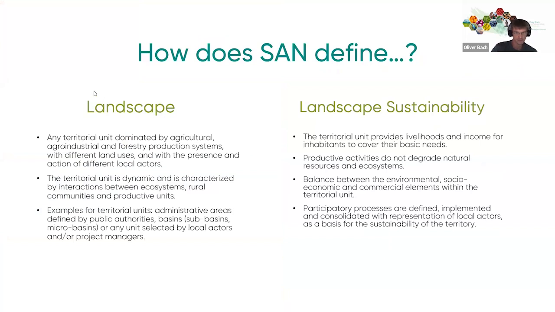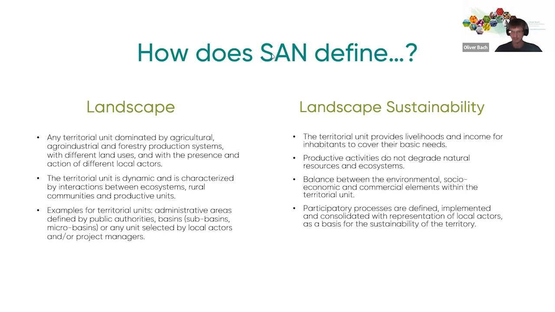So at SAN, to start with, for us, the landscape is dominated by agricultural or agroindustrial or forestry land use systems with different local actors that act, of course, differently. It's a very dynamic unit, as we know, with these people around, and is characterized by all the interactions between ecosystems and rural communities and the agricultural production. It could be small watersheds or any administrative areas, but as I said, small villages, maximum municipality size.